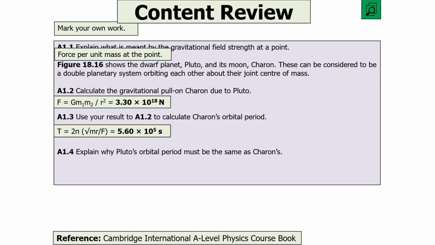So we can therefore work it through and get T equal to 2 pi times the square root of mr over F. We can then work it through, pop in all the values, and we get 5.60 times 10 to the 5 seconds. Now it's important to explain why Pluto's orbital period must be the same as Charon's, because it's a key idea in orbits. If they didn't have the same orbital period they would lose stability in their orbits.